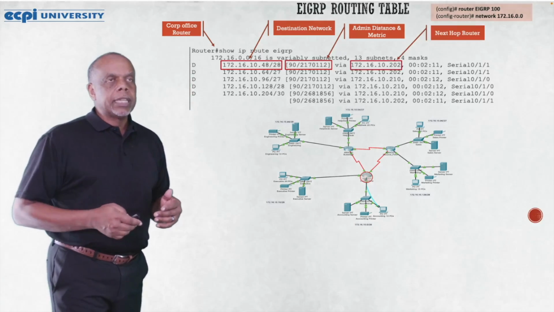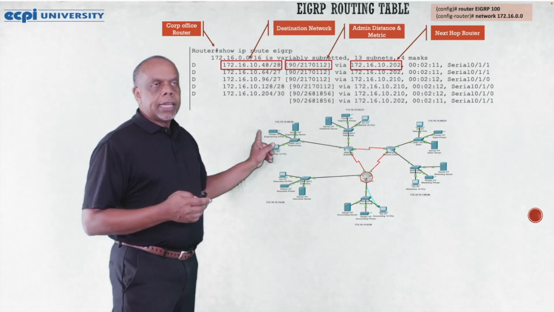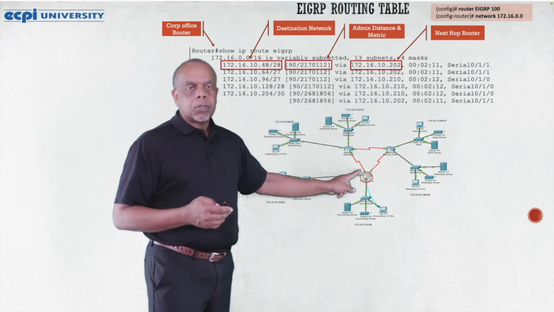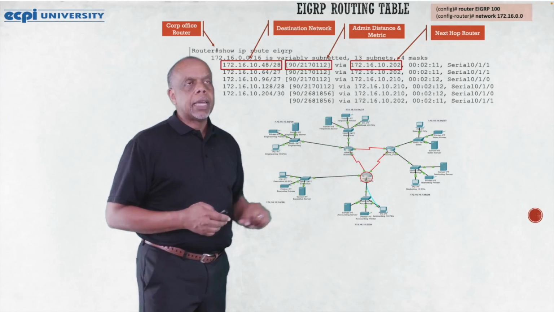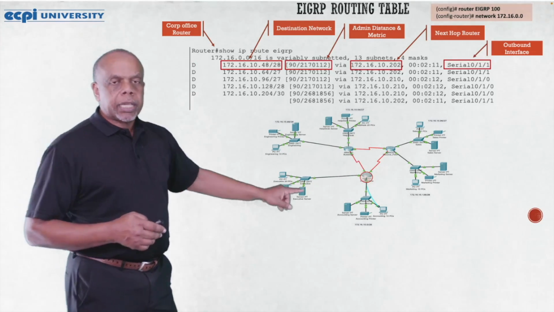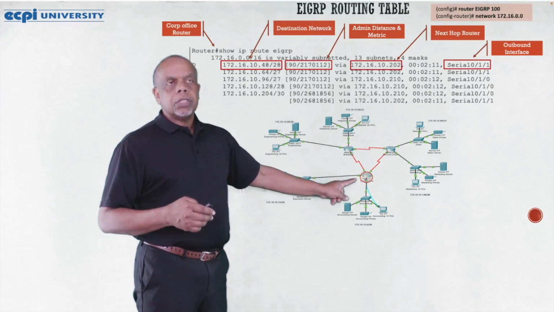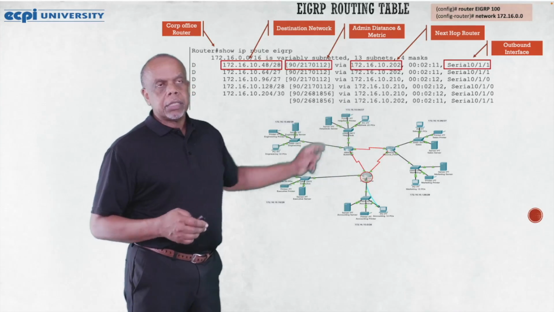Okay, and now how is it going to get there? This is the next hop router. So to get to the 48 network, it knows it has to hop to this router, and this router will get me to that network. And the last one is the outbound interface. So to get to these networks, it's going to have to go out of interface 0/1/1.